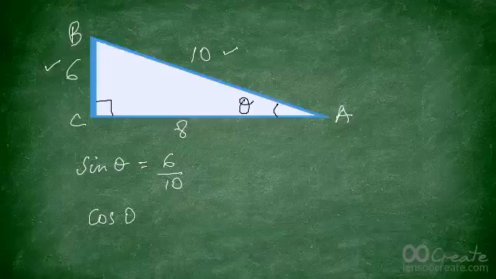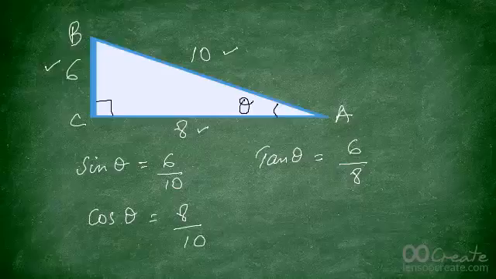Similarly, what is cos theta? That is the length of the adjacent side, which is the base, 8, and the length of the hypotenuse, which is 10. And what is tan theta? So tan theta is equal to the ratio between the opposite and the adjacent, the TOA. So that's going to be 6 over 8. Okay, I hope you've figured this out.